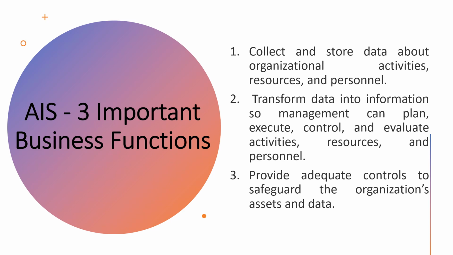First, it collects and stores data about organization activities, resources, and personnel. It transforms data into information so management can plan, execute, control, and evaluate activities, resources, and personnel. And it also provides adequate controls to safeguard the organization's assets and data. So remember these three important functions: collect and store data, transform data into information, and provide adequate control.